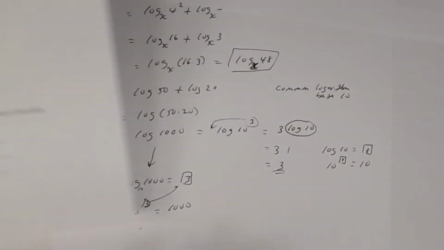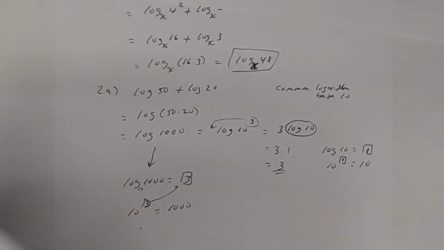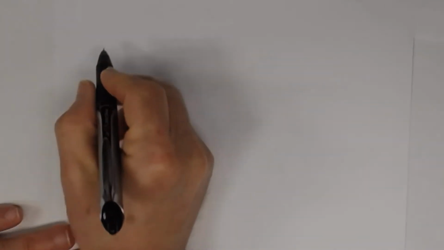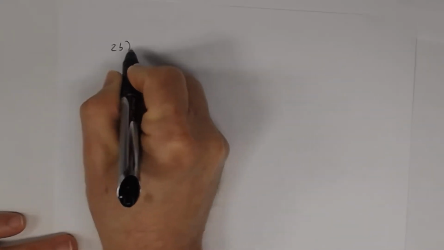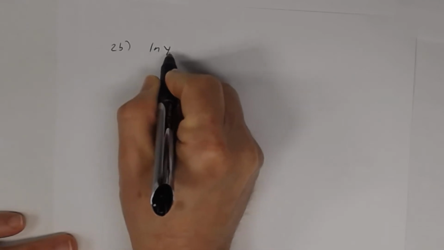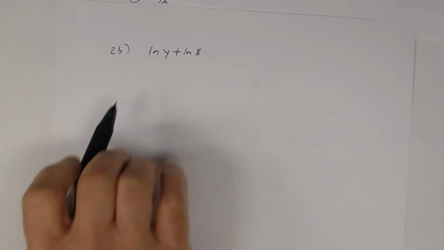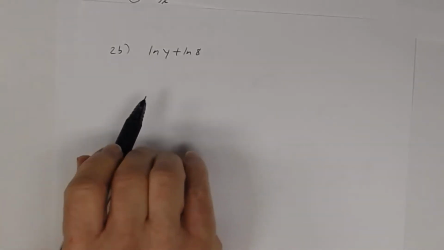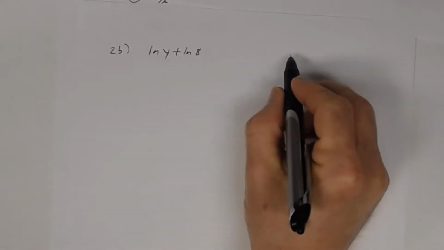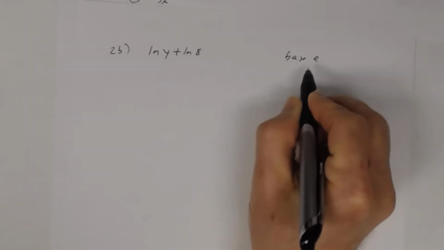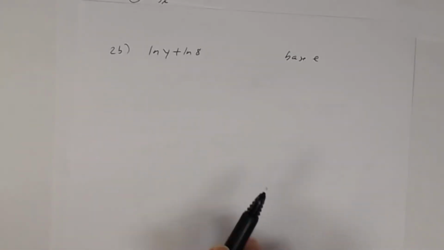All right. Okay, now let's look at B. So in 2b, we have the natural log of y plus the natural log of 8. Remember this is ln, so natural logarithm. And remember, the natural logarithm has base e.